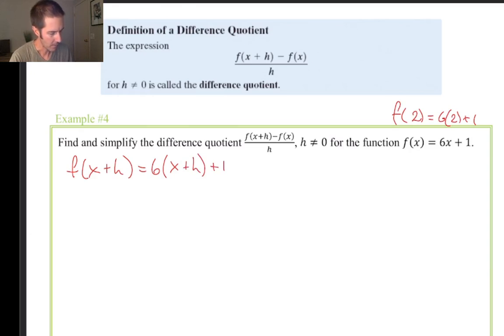We could go ahead and expand this right now, I suppose. Let's distribute multiplication by 6. We get 6x plus 6h plus 1. So that's f of x plus h.